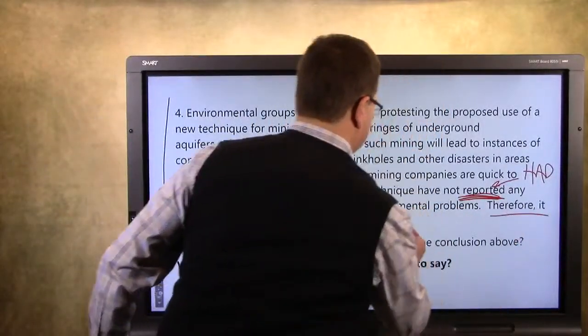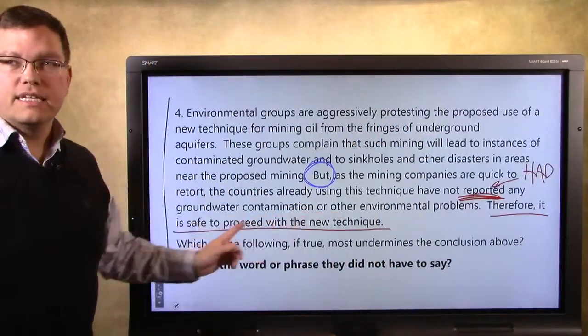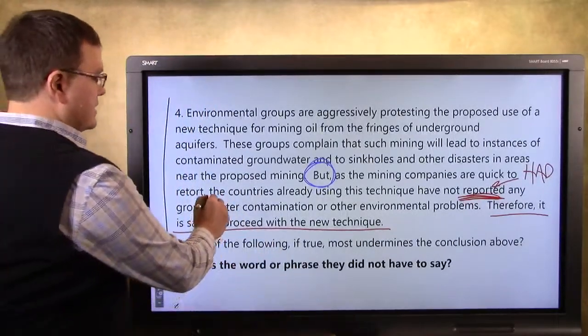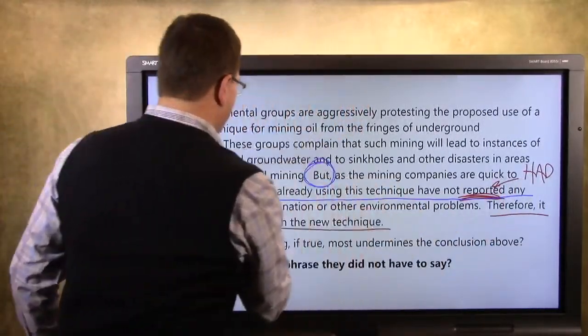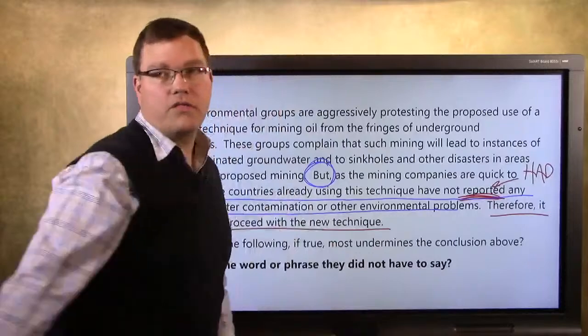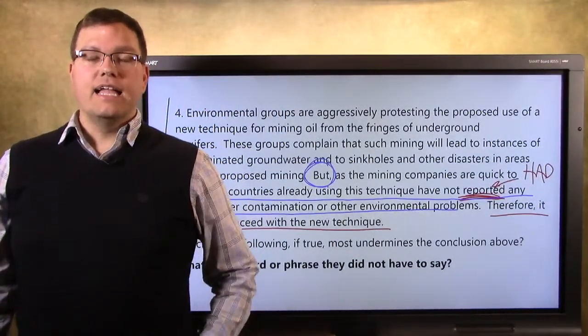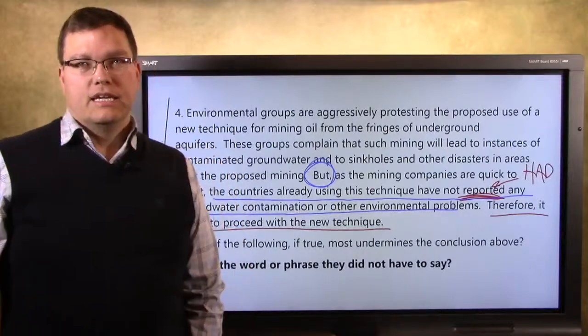This is the conclusion. The conclusion is it's safe to proceed with the new technique. The evidence is this. The countries using it have not reported any contamination or other problems. And that's exactly right, Kalyan. That does not mean they don't exist, right?